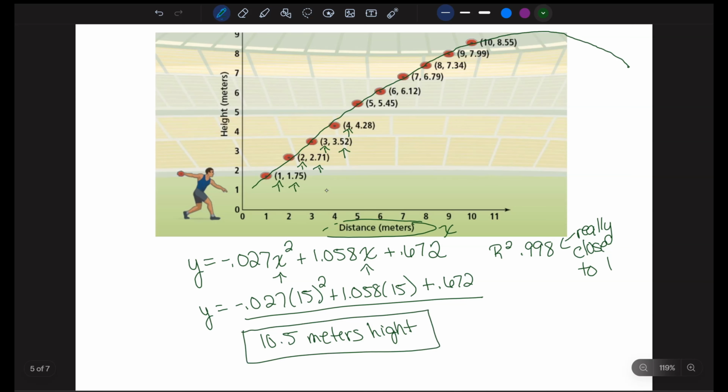And again, that would be what happens when it's 15 meters away. It's going to reach a height of 10.5 meters.